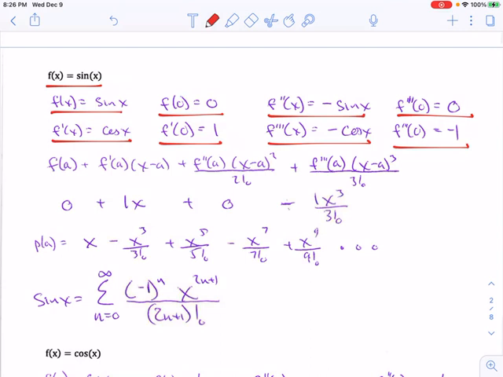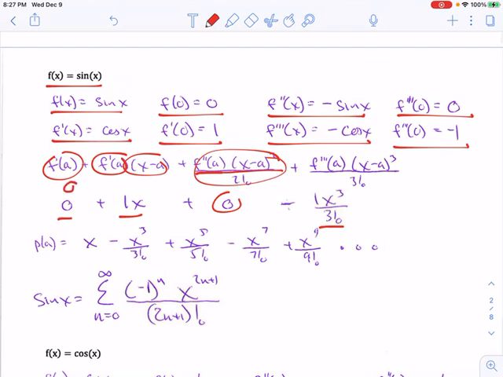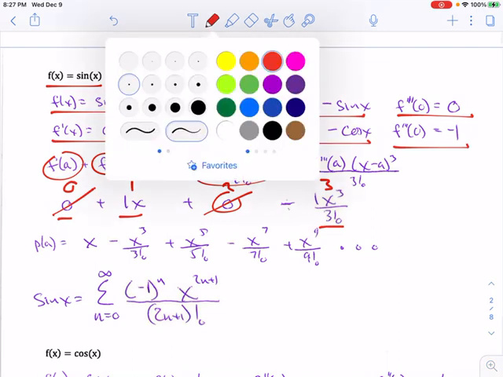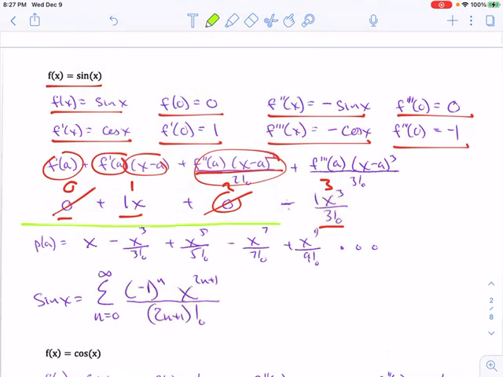Plugging it into the formula, we have f of a is 0. f prime of a times x minus a is 1x. And then the f double prime term becomes 0. f triple prime of a times x minus a cubed over 3 factorial becomes this. Originally, this is my n equals 0 term, the first term, the second term, and third term, but we're going to eliminate the terms with the zeros in them to simplify this. And so what we end up with is something in green. We end up with this.